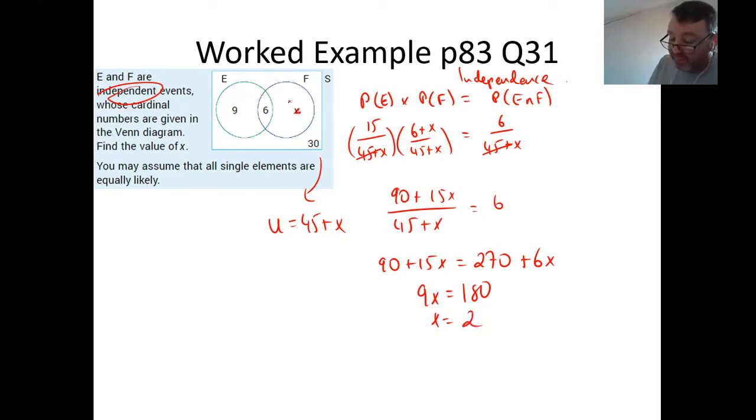So we go here and we put our 2 in. Okay, so that's it, done, finished. And let's just make sure that that is the case. If we were to do this properly, we'd have 15 over 47 multiplied by 8 over 47, and that should be equal to 6 over 47, and you can check that yourselves.